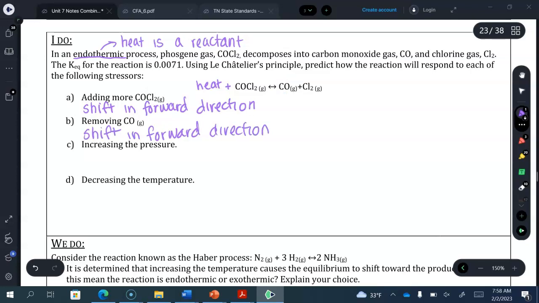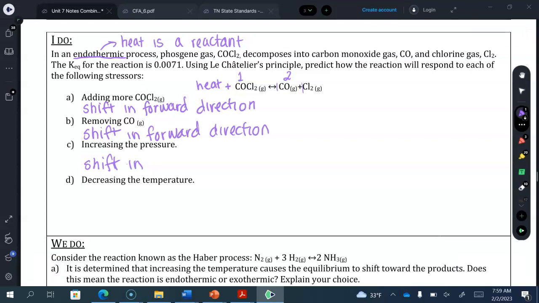And then we're going to increase the pressure. That means it's going to favor the side with fewer moles of gas, right? They're going to be more compact or tightly packed, and so it needs to get rid of some of the gas particles to maintain the partial pressures. So here we have 1 mole of gas because the coefficient's 1, and then we have 1 plus 1 is 2. So it's going to favor the reactant side, so it's going to shift in the reverse direction to reduce the pressure inside and reestablish equilibrium.